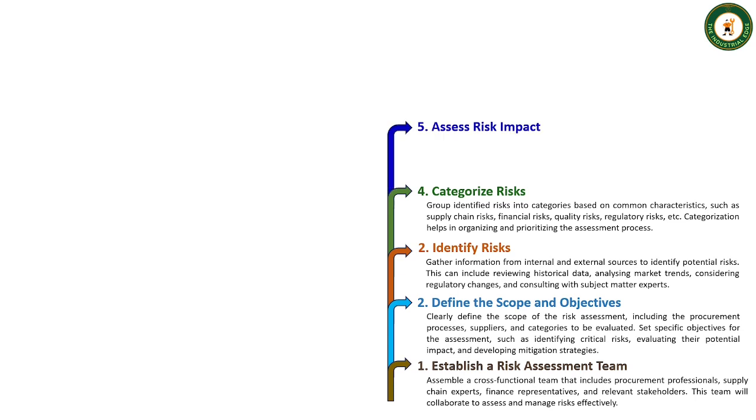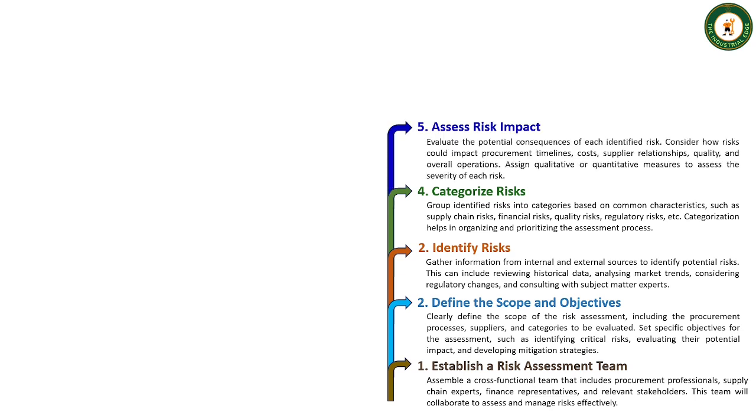Next, assess risk impact. Evaluate the potential consequences of each identified risk. Consider how the risk could impact procurement timelines, cost, supplier relationships, quality, and overall operations. Use qualitative or quantitative measures to assess the severity of each risk.